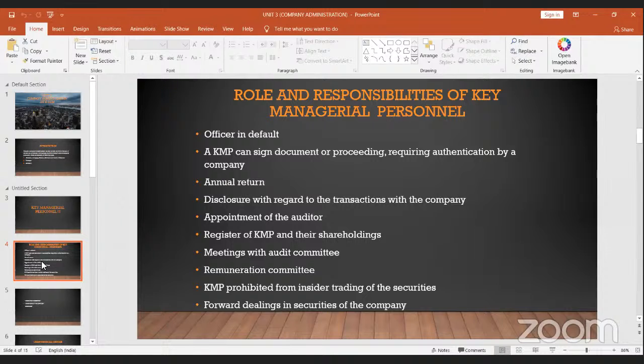Register of key managerial persons and their shareholdings. The register of the company records the key managerial persons, what their shareholdings are, and how many shares they have subscribed in the company. These are all very important for a key managerial person. For example, if you are a CEO, the board of directors is going to propose you as CEO. What is your shareholding in the company? You have 20%, 30%, or 40%. All these things they are going to mention in the annual return and also in the company details. Meeting with the audit committee.